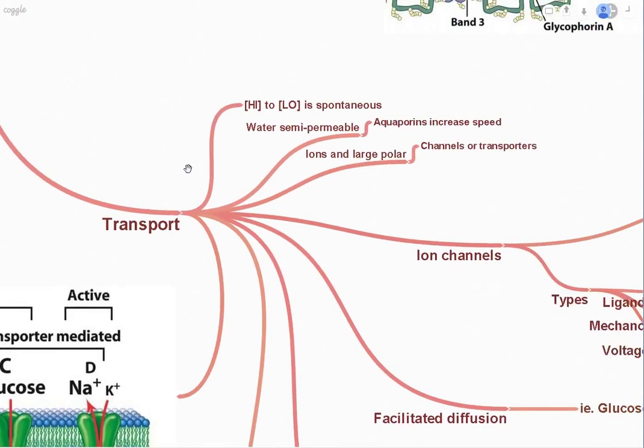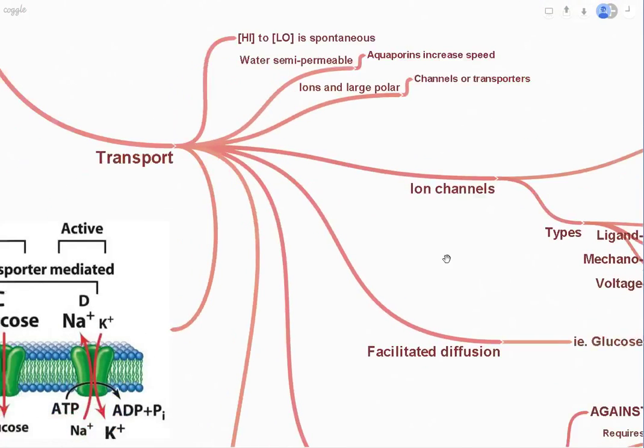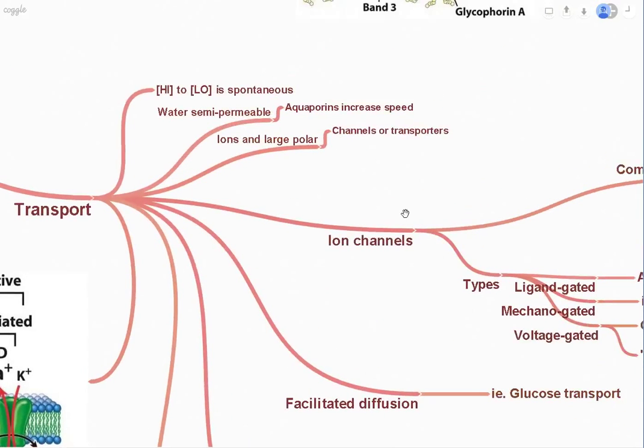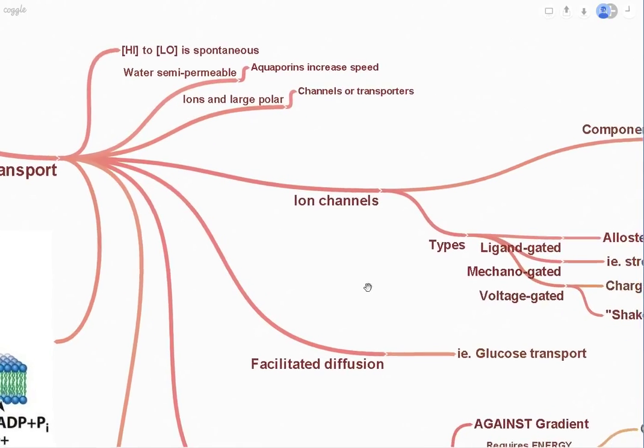Transport. As you know, concentration gradients go from high to low concentration. It's spontaneous. Water is semi-permeable to the plasma membrane, even though it has a fatty inside right here. Water will still go through, but aquaporins, which are protein channels, will increase the speed at which this happens, inside or outside. Ions and large polar molecules must have channels or transporters.